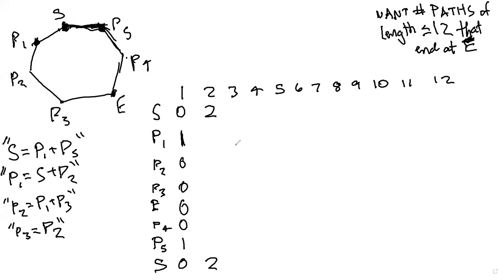So let's go and see what happens. Is it symmetric? No. That's what makes this bash necessary. This is 0, this is 1, this is 0, this is 0, this is 1, this is 0. All right, so now how many paths can go to S? P1 plus P5 is 0.